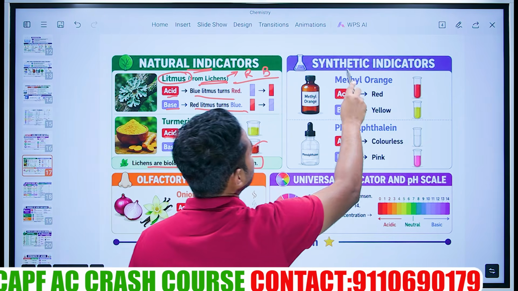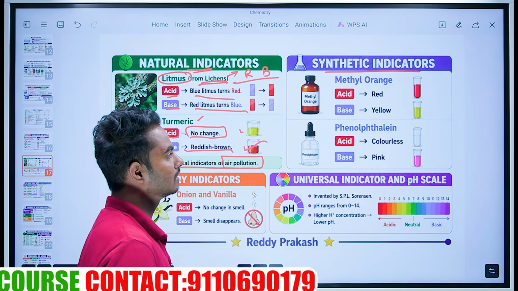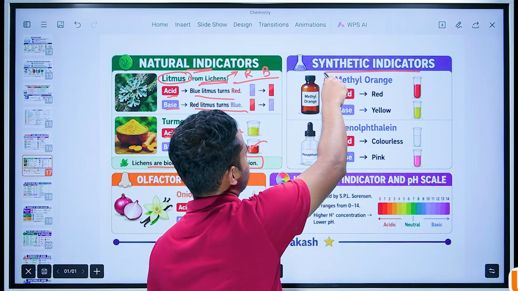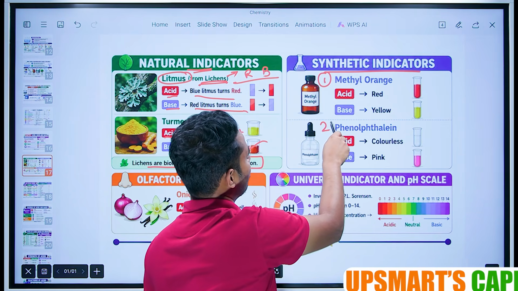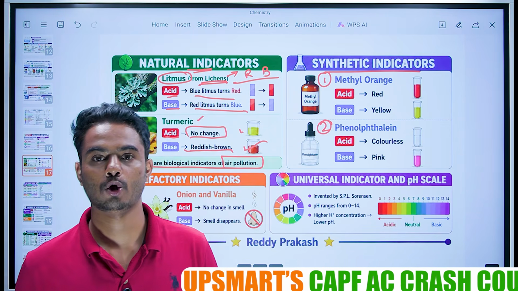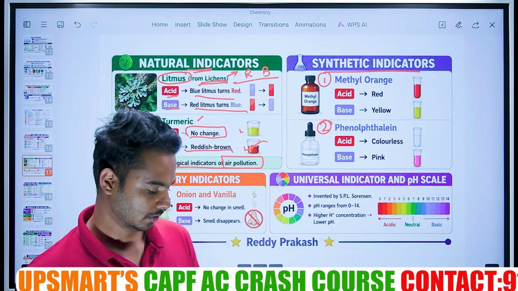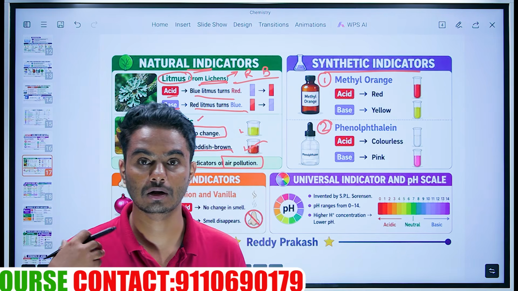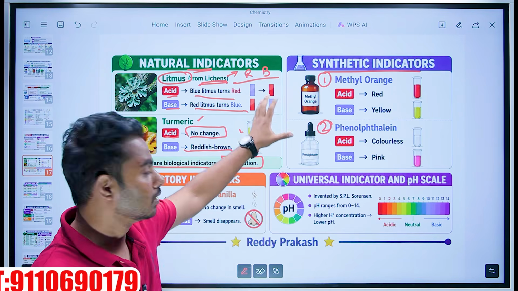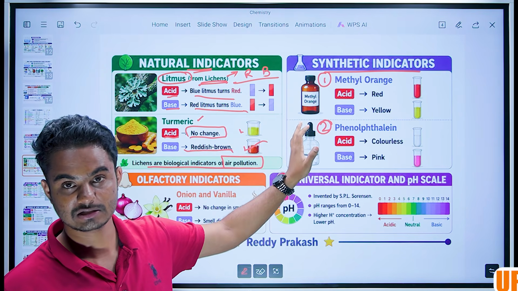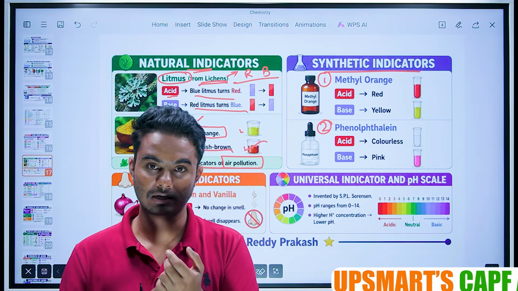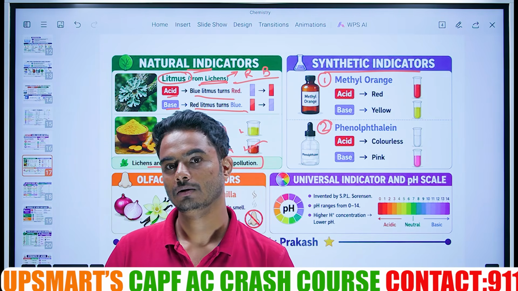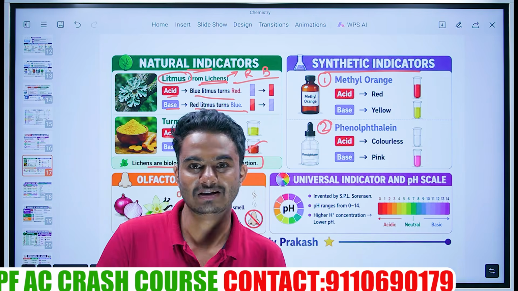Next, synthetic indicators, sir. What are the examples? Two examples are very important. One is methyl orange. Two is phenolphthalein. How methyl orange reacts, what color comes, is important. This will be asked as a question. One question can be expected like, is it synthetic or natural? This will be a very easy question.